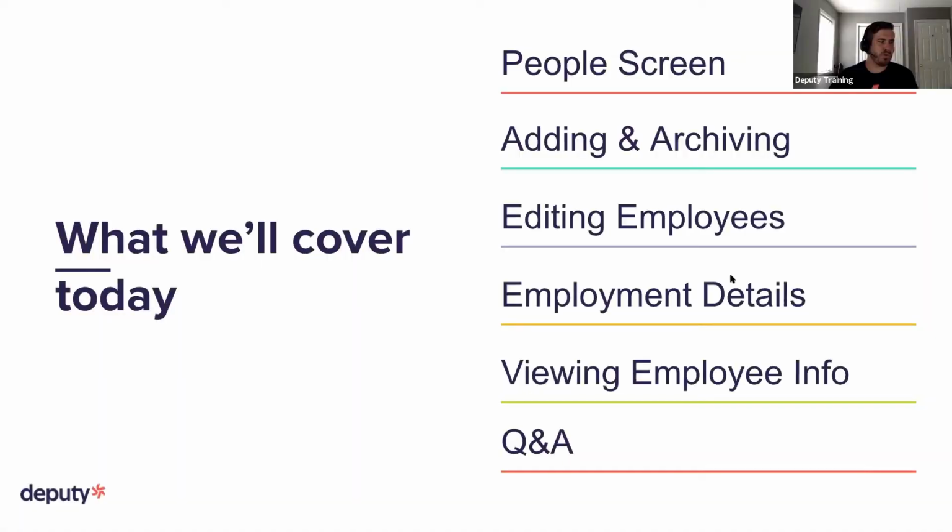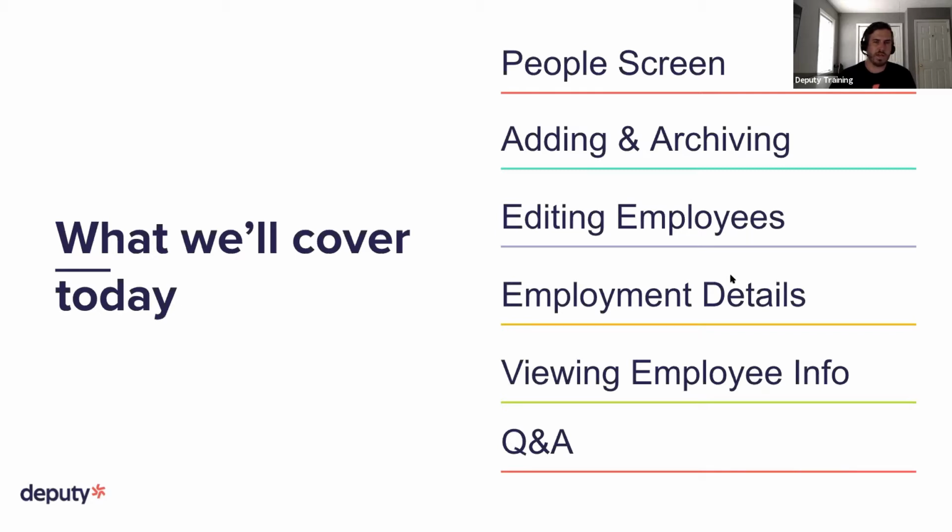So let's look at what we're going to cover today. First, we're just going to look at the people screen, what you actually see when you get into the people screen and what you can do there. We're going to look at adding and archiving employees and what that actually means. And I'm also going to talk about deleting briefly, even though it's not something we typically suggest.